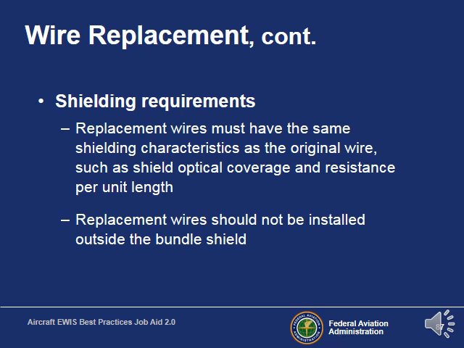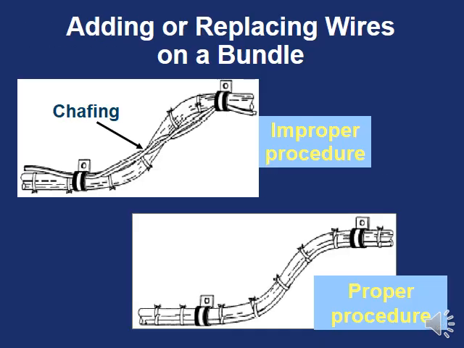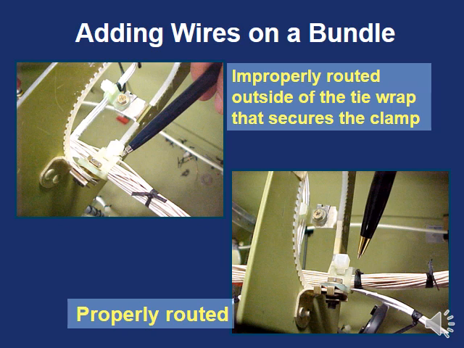So, replacement wires need to have the same shielding characteristics as the original, and the replacements need to be installed inside the bundle shield. So when you do replace wires, you need to make sure to add them in with the rest of the bundle. They cannot be hanging out outside of the pack. Again, you see wires just hanging out. They need to be bound together with the rest of the other wires in the bundle.